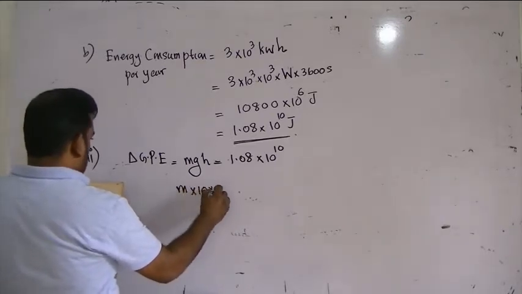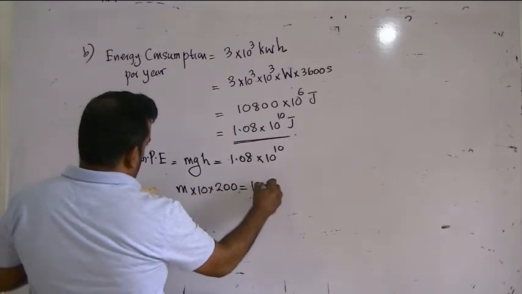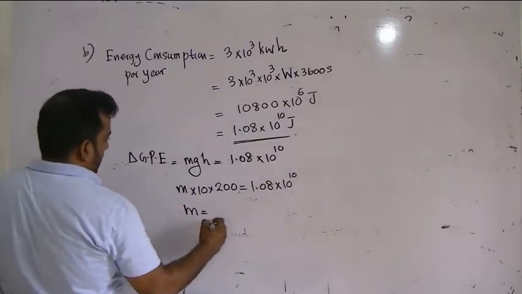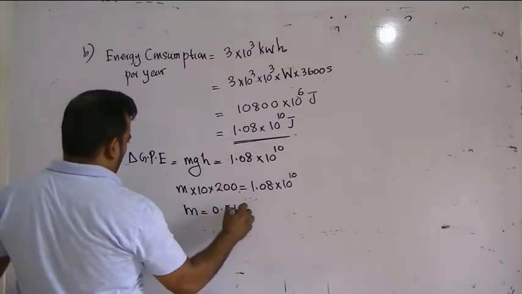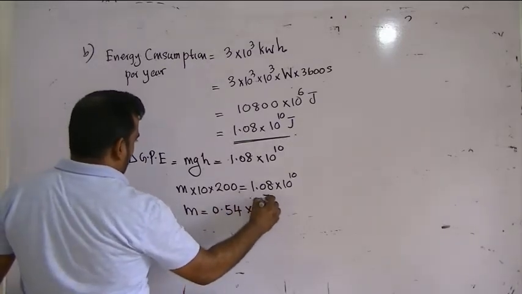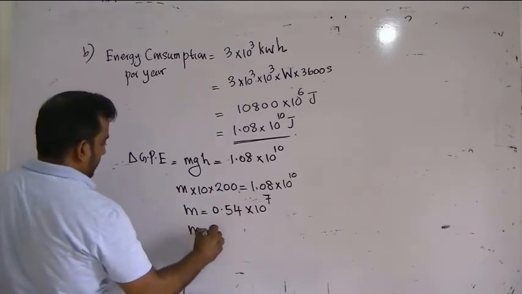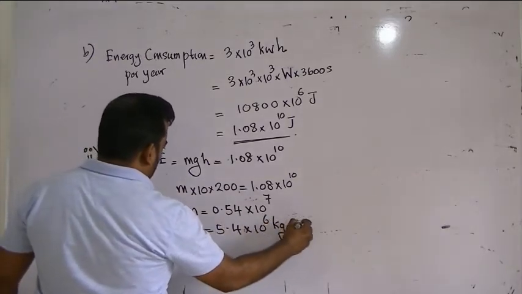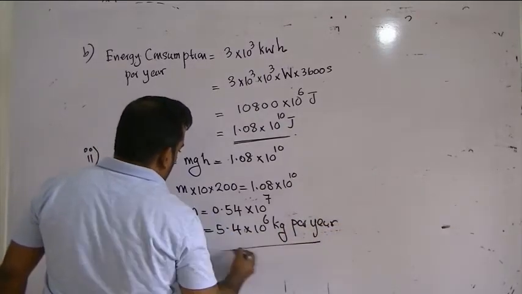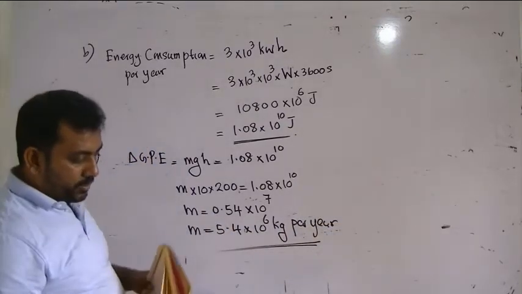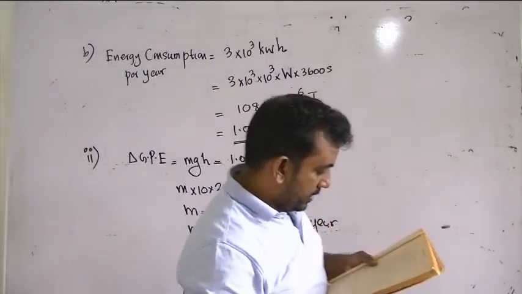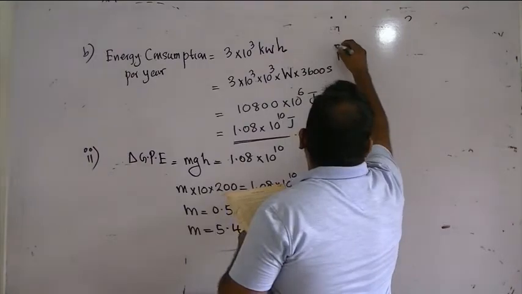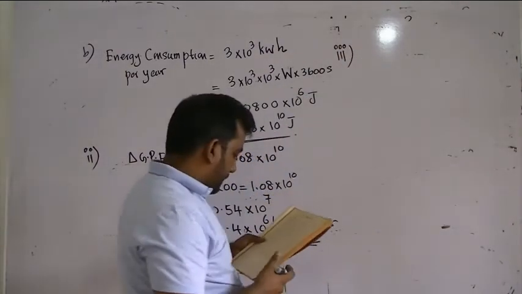Mass G H is 1.08 times 10 to the power 10. m is 0.54 times 10 to the power 7, which is 5.4 times 10 to the power 6 kilograms per year. So that many kilograms of water per year is required. Okay. Roman 3.